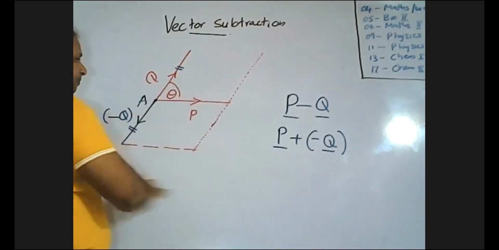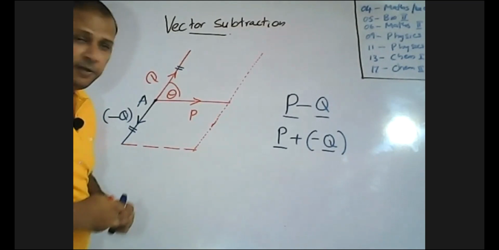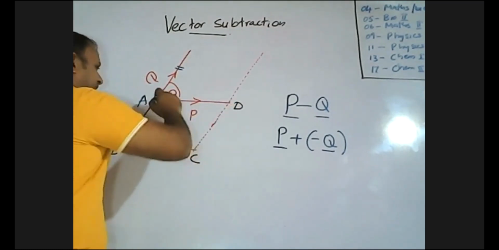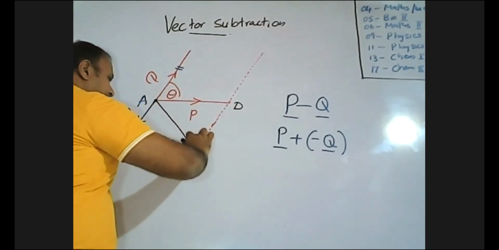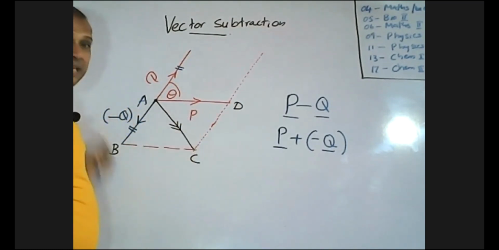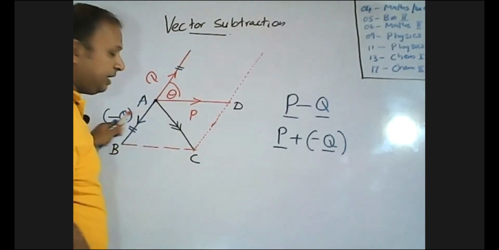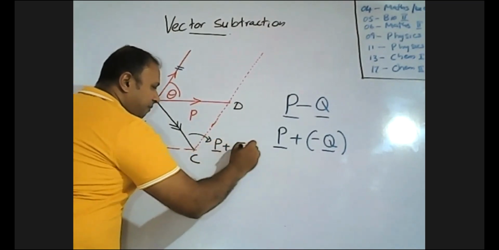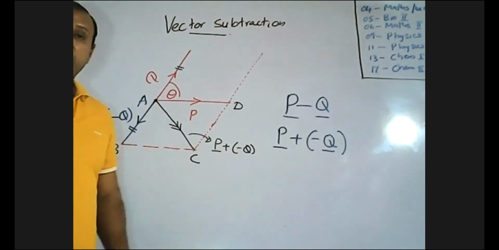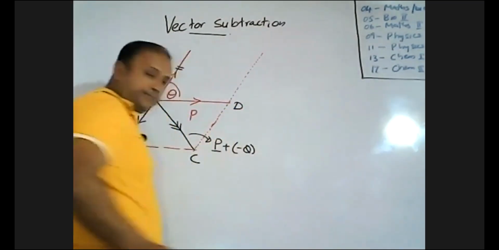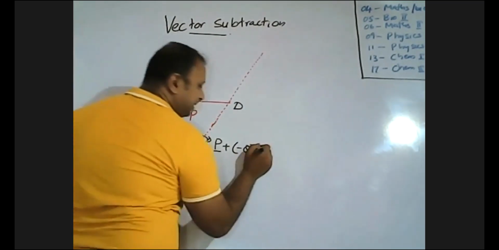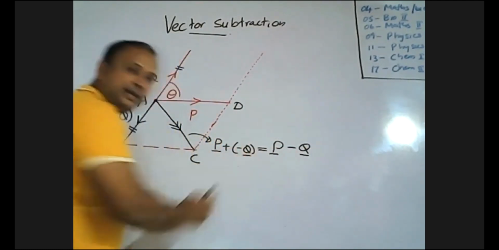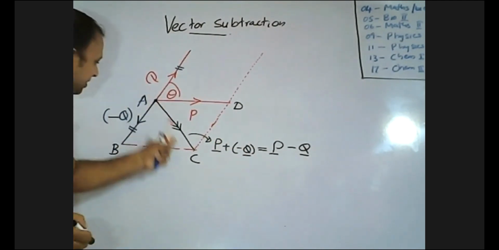This lower part is the vector parallelogram. Suppose this is B, C, and D. Therefore, this AC vector is the resultant vector of P and minus Q. So this is equal to P vector plus minus Q vector, which means it is equal to P minus Q. This vector is equal to P minus Q.